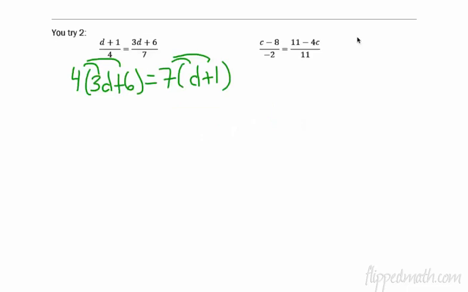Okay, we're back. Did you pause the video? I hope so. So here's this problem here. I just set it up, and we'll see how we do with that. It's 4 times 3d plus 6, equals 7 times d plus 1. We will distribute both sides. Hopefully you did that. You get 12d plus 24 equals 7d plus 7.